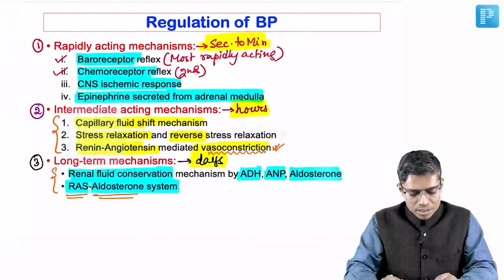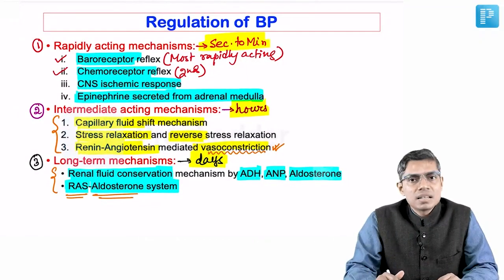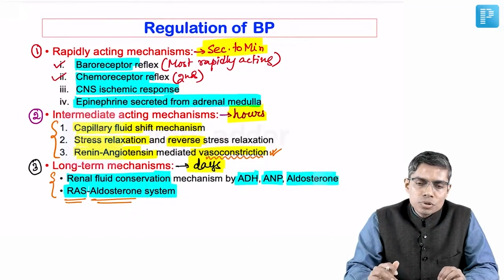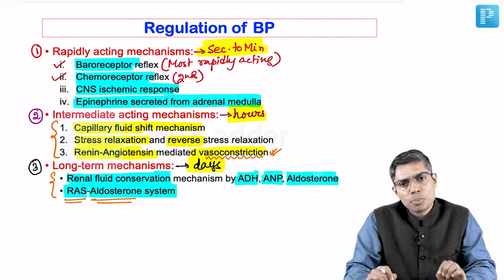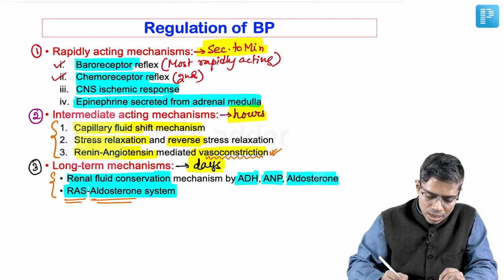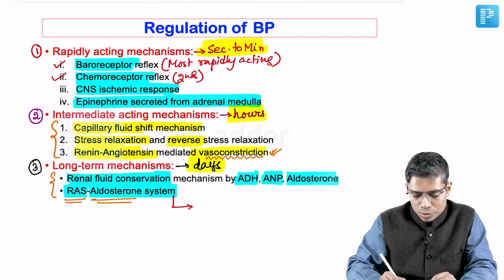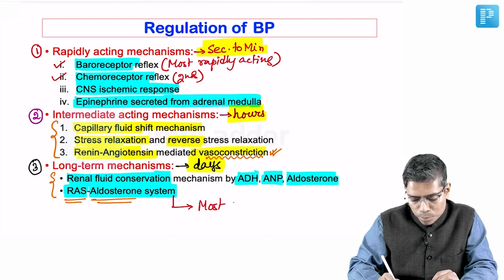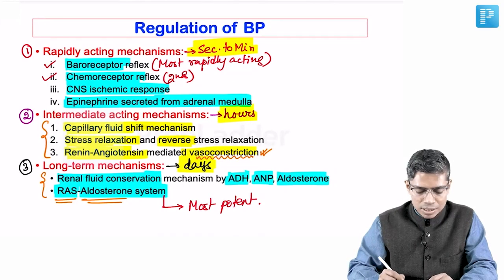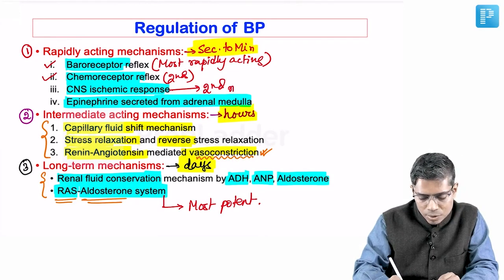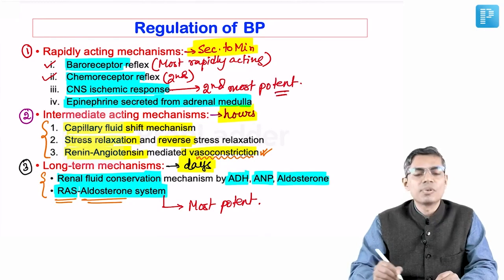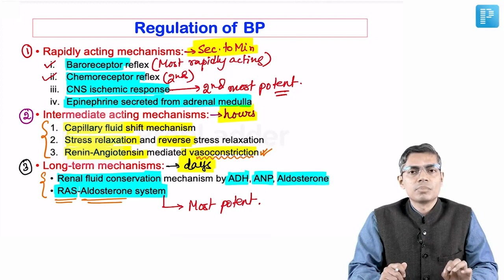Now, looking at all of these mechanisms, sometimes they may ask you which mechanism is the most potent for regulation of your blood pressure, most potent. Then your answer is the last one. This RAS aldosterone system is the most potent mechanism for blood pressure regulation, and the second most potent is this one. CNS ischemic response is the second most potent mechanism for regulation of our blood pressure.